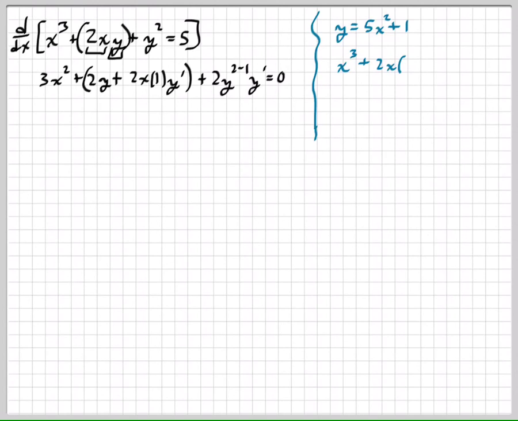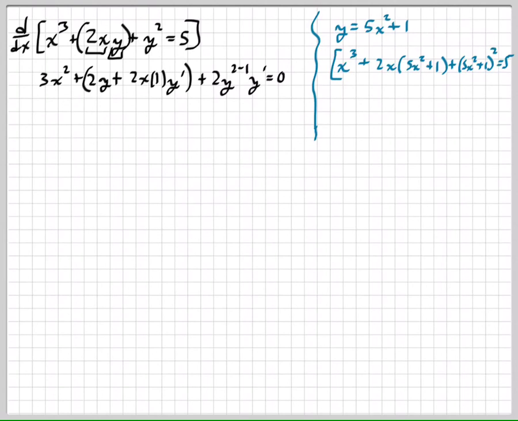So times, and then we have, what is that? 5x squared plus 1. And then we have plus, and then 5x squared plus 1. And then square it equals 5. Now we could distribute this to x. We could take care of this power. But I'm not going to. I'm going to leave it in its purest form so you can see where the y is. So let's take the derivative of this now.